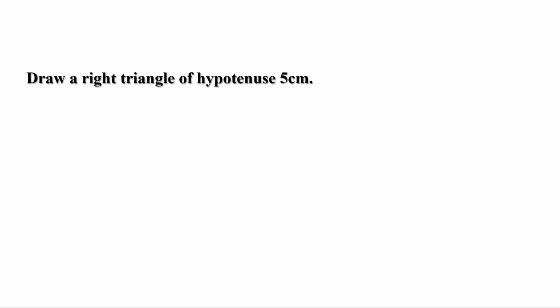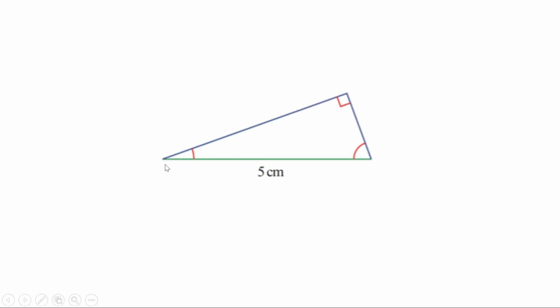Draw a right triangle of hypotenuse 5 cm. The perpendicular sides can be of any length. How can we draw it? There are different methods. One method is like this. Draw a line of length 5 cm at first. Draw any angle at one end and 90 minus this angle at the other end to get the triangle.